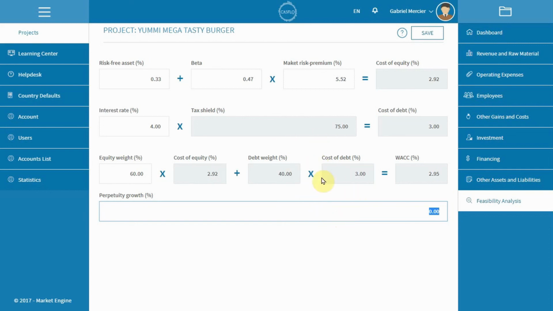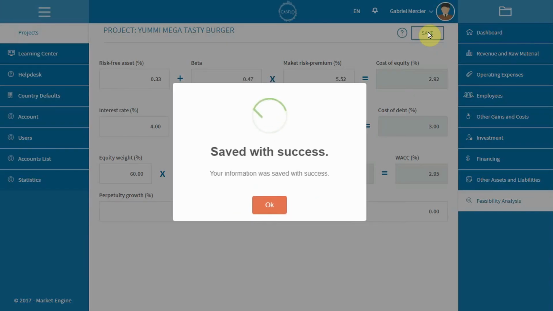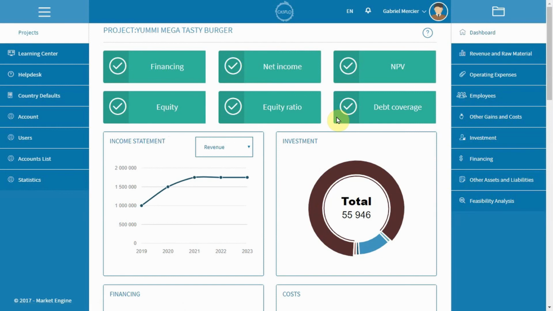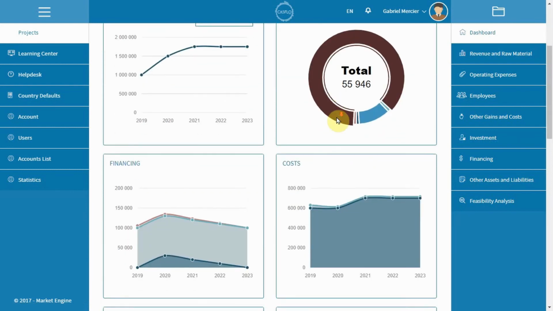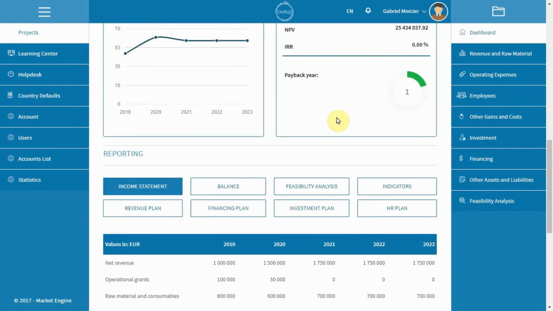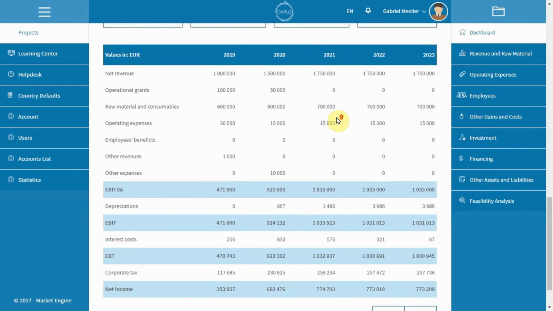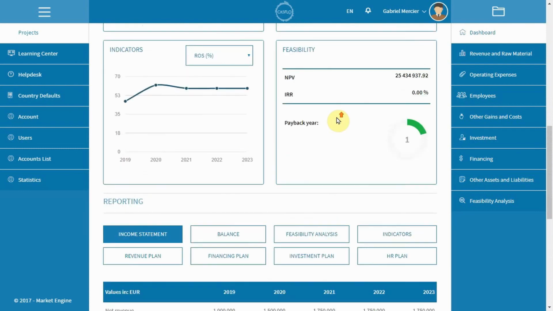Now that we have inserted all assumptions, click on Save and let's check the dashboard of our project. As you can see, we have all the assumptions in green. That means that there are no warnings that have been triggered. Let's scroll down. Now that the project is complete, we can check the graphs and reporting in order to check if everything is all right.